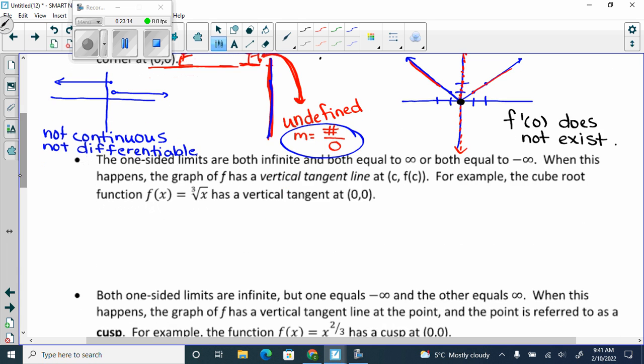Okay. So this one here says the one-sided limits are both infinite and both equal to infinity or negative infinity. For example, cube root. We did a square root already. A square root looks like this.